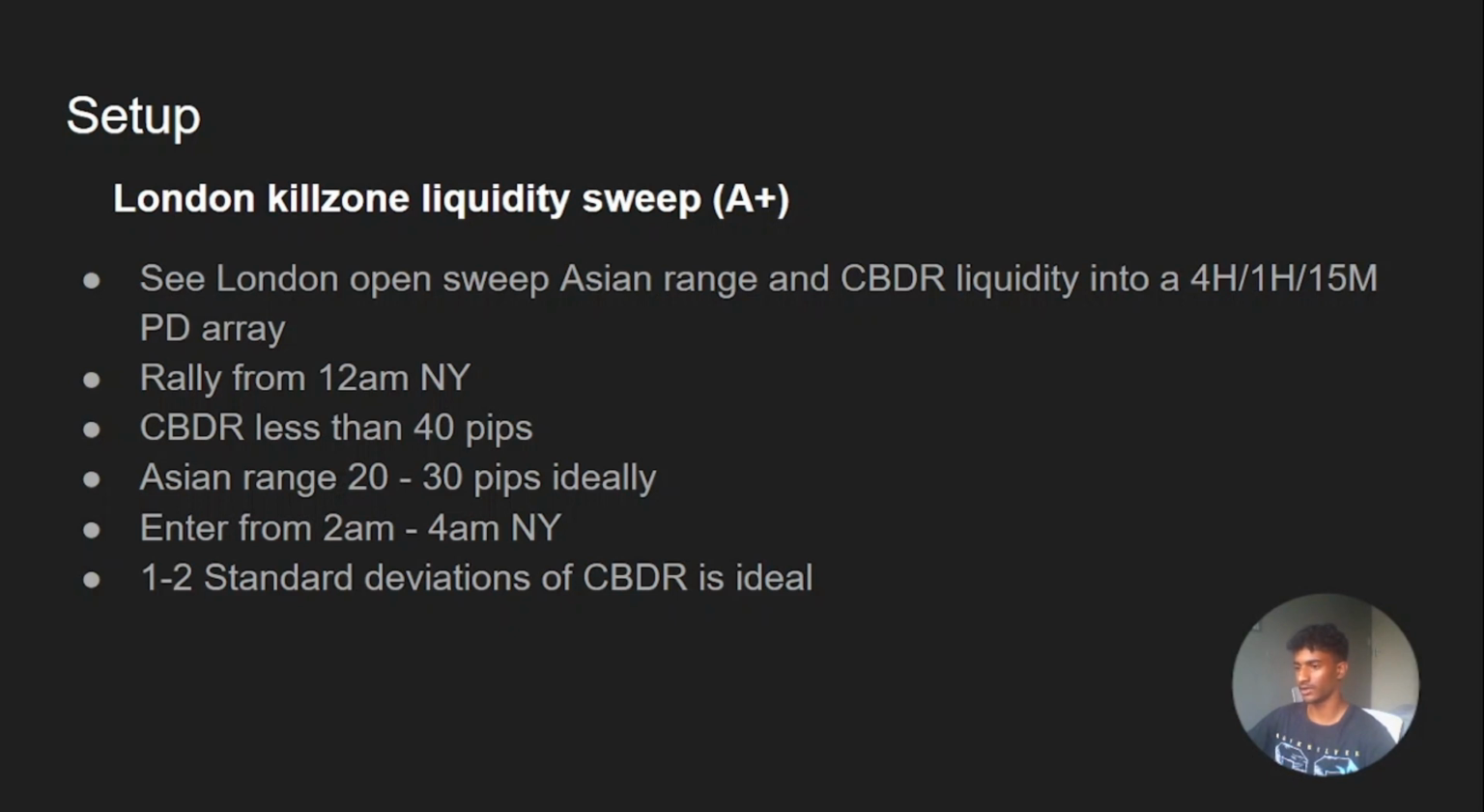But usually I'm not going to enter just because it's 2 a.m. I want to see actual liquidity being taken and a PD array being traded to. So for my standard deviations, I use 1 to 2 standard deviations of the CBDR as the ideal. So this isn't a necessity, it's just an extra confluence. So this is my A plus setup.